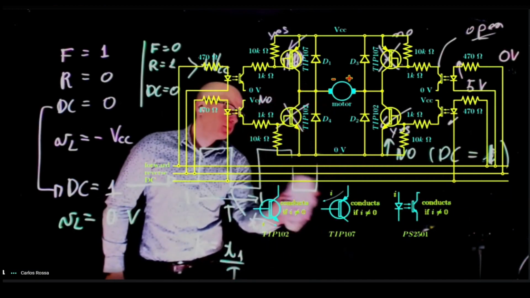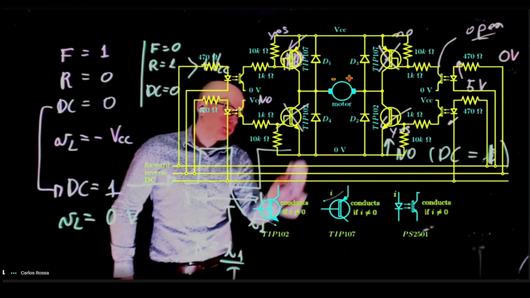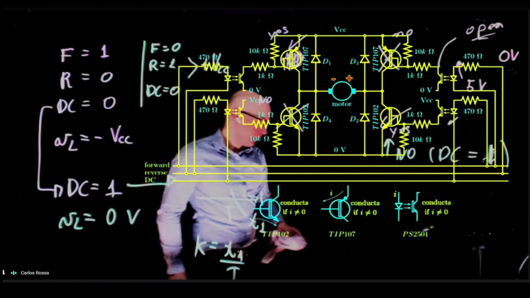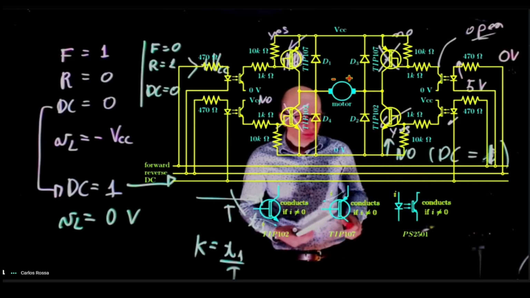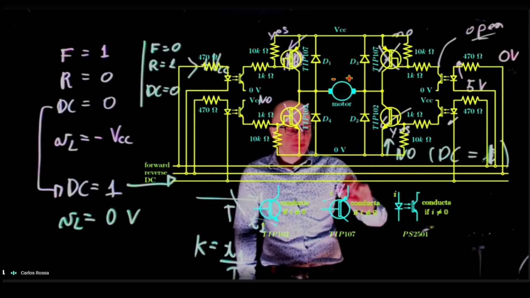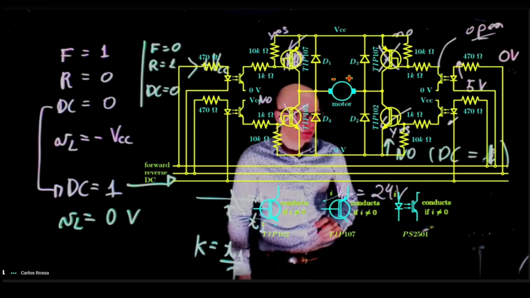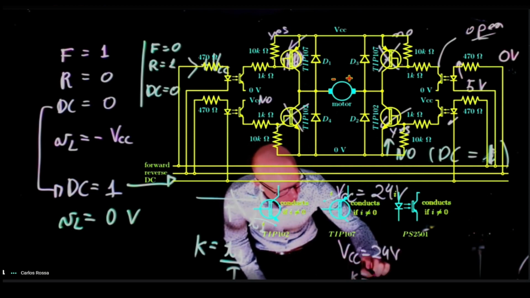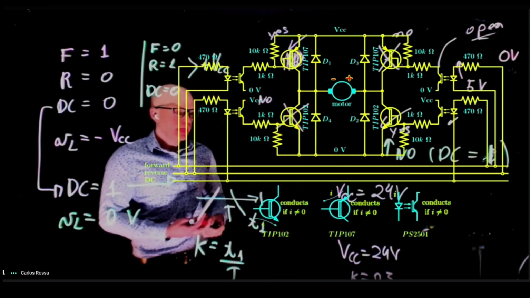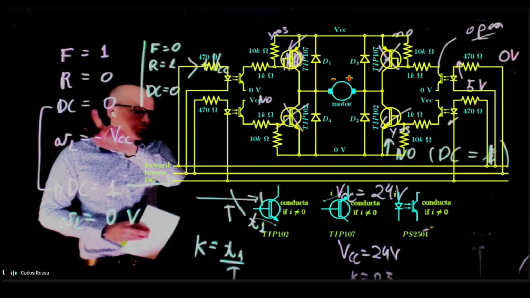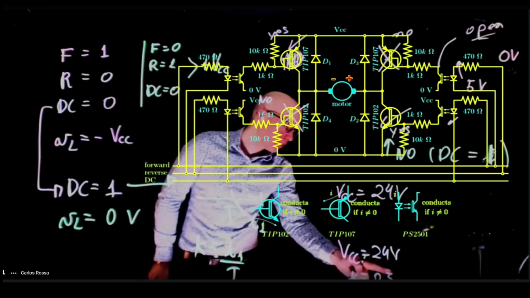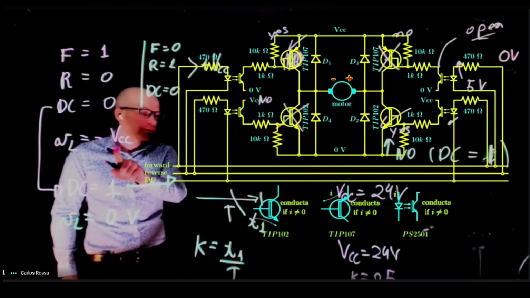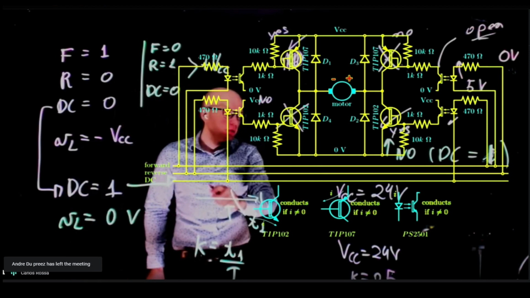So, questions. Anytime DC is 1, the VL will be 0. But when it's 0, depending on whether forward or reverse is 1, then we'll have a positive or negative VL. Yeah. So let's put it this way. If we have a VCC of 24 volts and a duty cycle of 0.5, in this configuration here, what would be the average voltage across the load? Negative 12. If we reverse forward and reverse, then it would be positive 12.